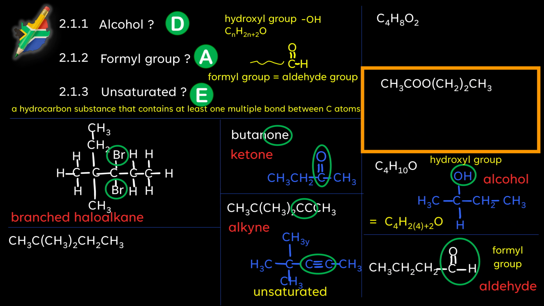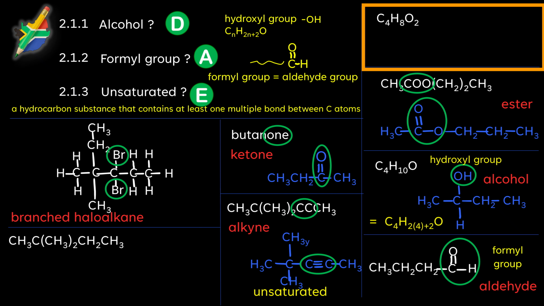We are also given the condensed formula for compound F. Expanding this formula a bit, we will notice the COO functional group appears between two carbon atoms, which tells us this compound is an ester. Then the molecular formula is given for compound G, and it has 2 oxygen atoms. Possible functional groups which contain 2 oxygen atoms include carboxylic acids and esters.